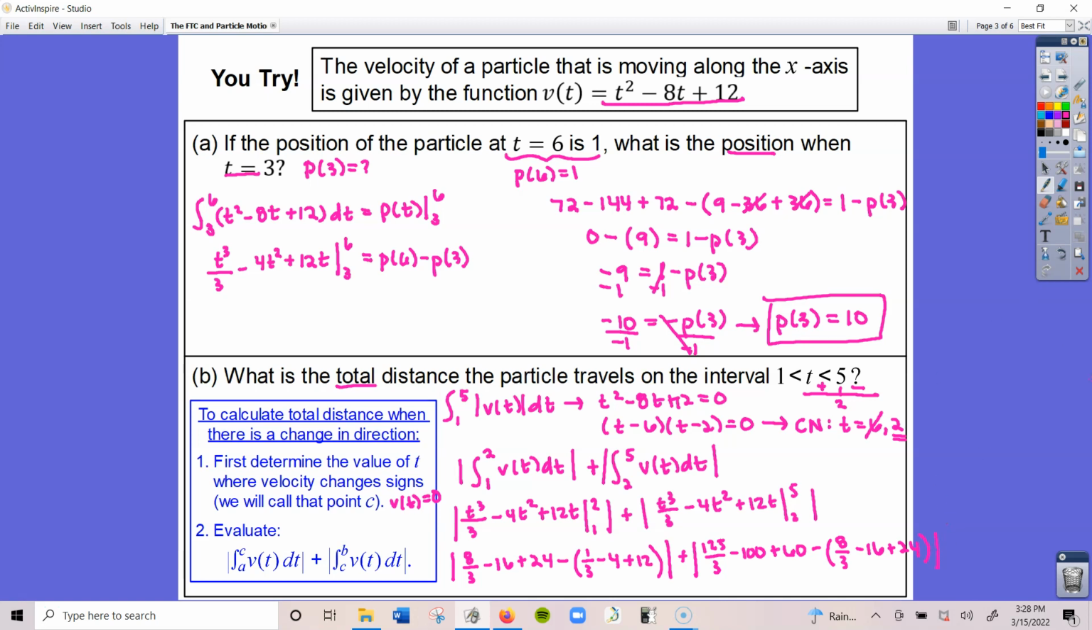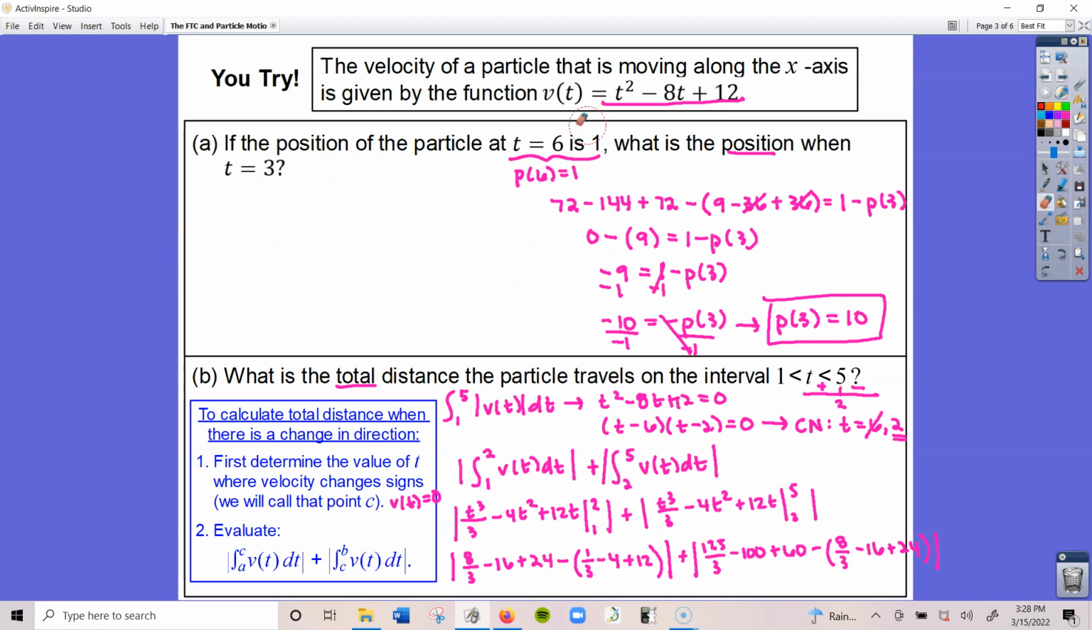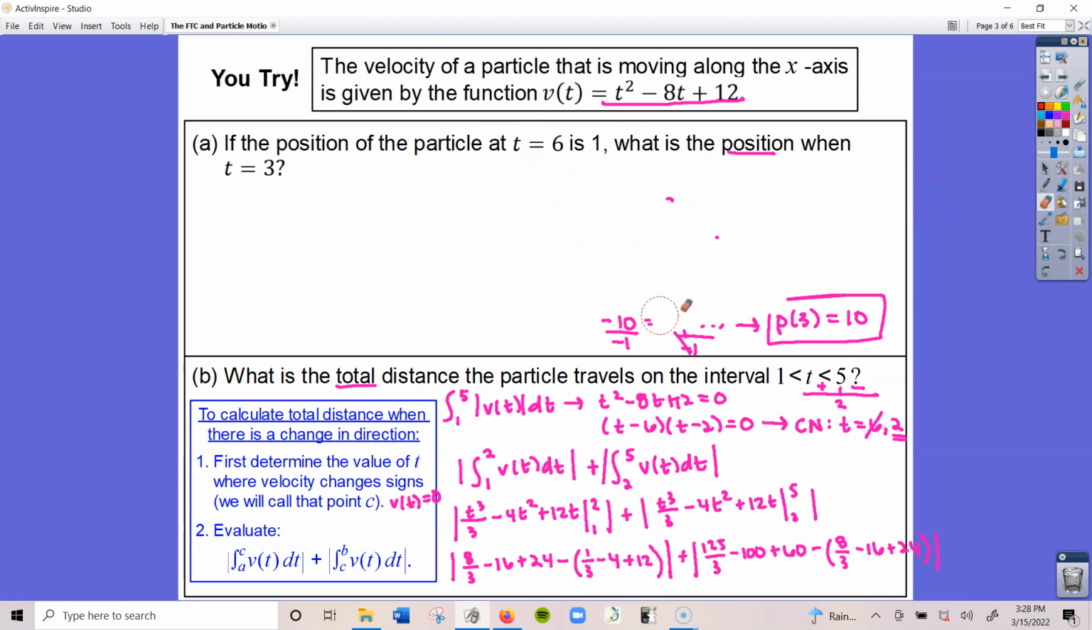Okay. I'm going to erase some of the top here so that we can continue working up here. Okay. So I'm going to continue over here. Let's work out what these numbers are. We have the absolute value of 8 over 3, negative 16 plus 24 is 8. So this would be plus 8 minus 1/3, and negative 4 plus 12 is 8. So plus 8.